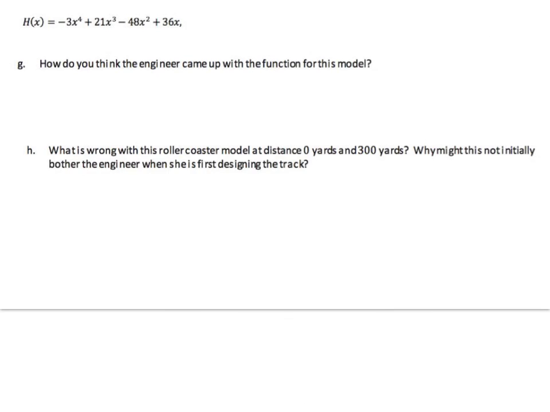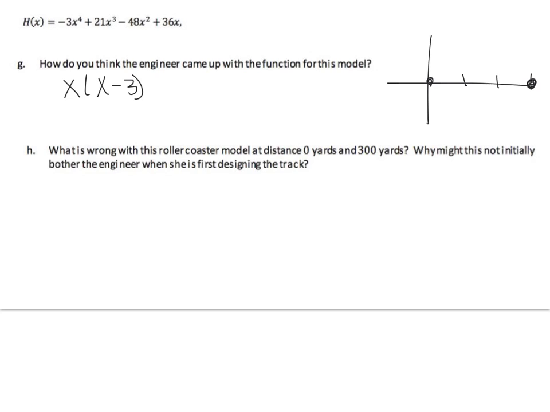So how do you think the engineer came up with the function for this model? It's quite complicated, but basically to start at height 0 and end 300 yards later at height 0, she multiplied x times x minus 3 to create zeros at 0 and 3. Okay, I'm going to erase that because I need the space.